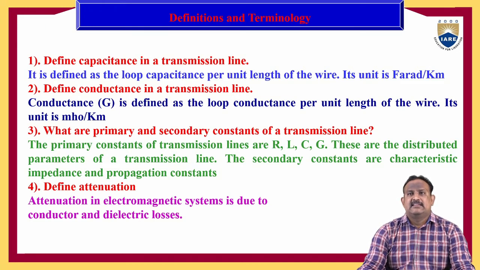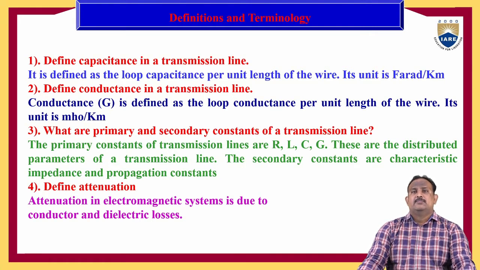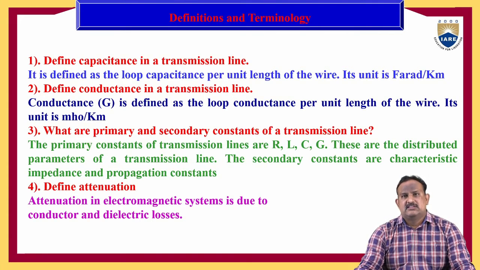Define conductance in a transmission line. The conductance is G. The conductance is defined as the loop conductance per unit length of a wire. Its units are mho per kilometer. It is the opposite of resistance. Conductance is opposite to the resistance value.